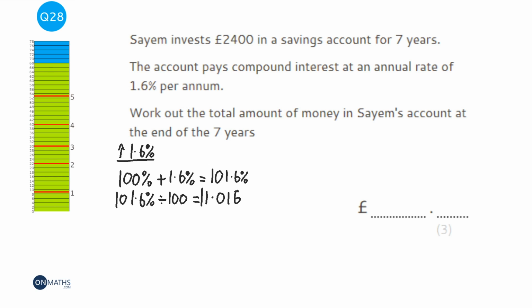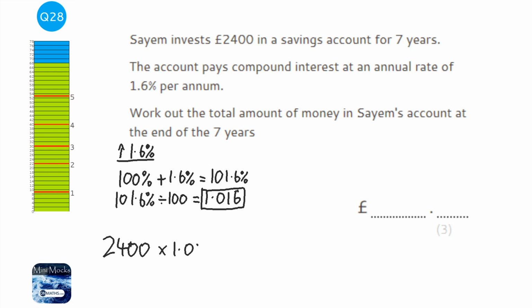Okay, this is now our multiplier. Now whenever I times something by this number, the 1.016, it will increase it by 1.6%. So we've got £2,400, and if I just had 1 year, I would times it by the multiplier and it would work out what it is after the second year. But we've got 7 years, so what we could do is times it by 1.016 7 times, but I can't be bothered to do that because we know something better in maths.